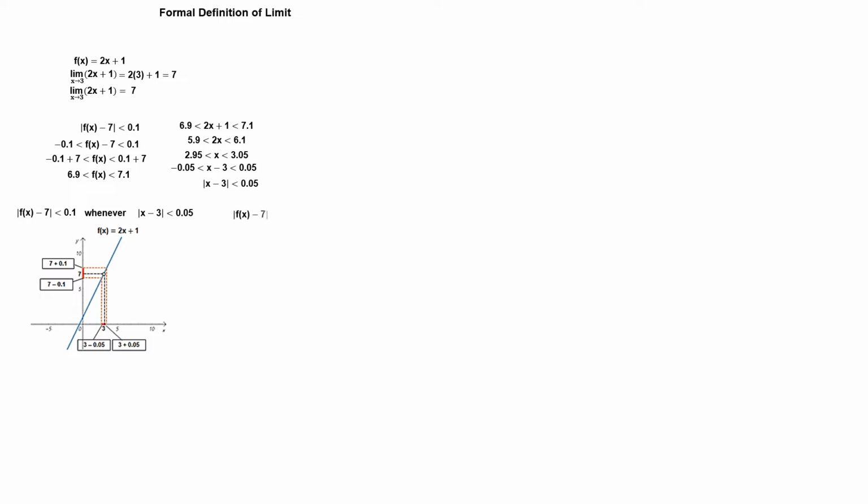If we change the number 0.1 in our problem to the smaller number 0.01, then we write that f of x will differ from 7 by less than 0.01. We can replace f with 2 times x plus 1. We can factor the expression putting the number 2 in front of the absolute value. Dividing by 2, we obtain that x differs from 3 by less than 0.005. We can state that f of x will differ from 7 by less than 0.01 whenever x differs from 3 by less than 0.005. The graph illustrates the limit.